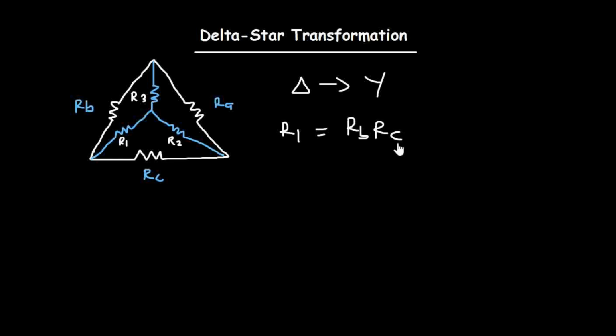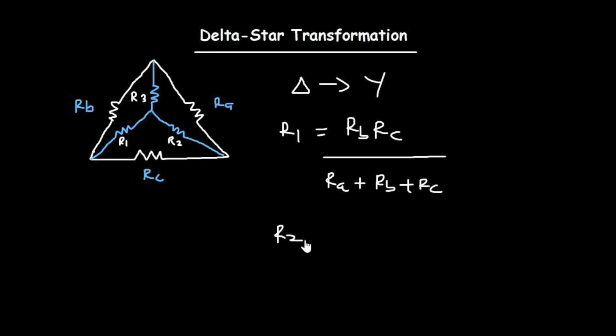RB times RC, all divided by the sum of the resistance values in the delta connection. That is, divided by RA plus RB plus RC.